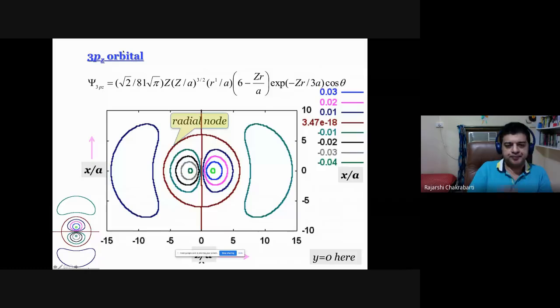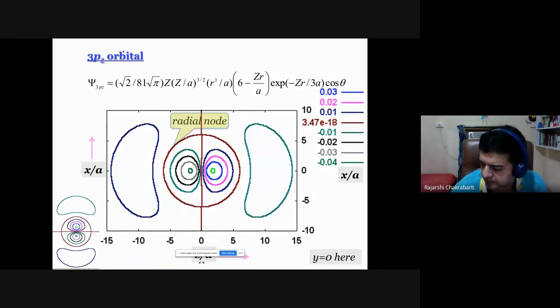Is this clear? I hope this is clear. This is not very difficult.